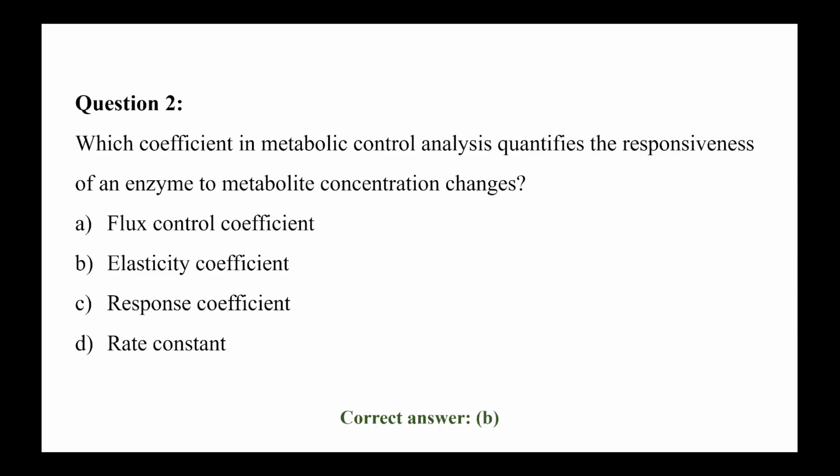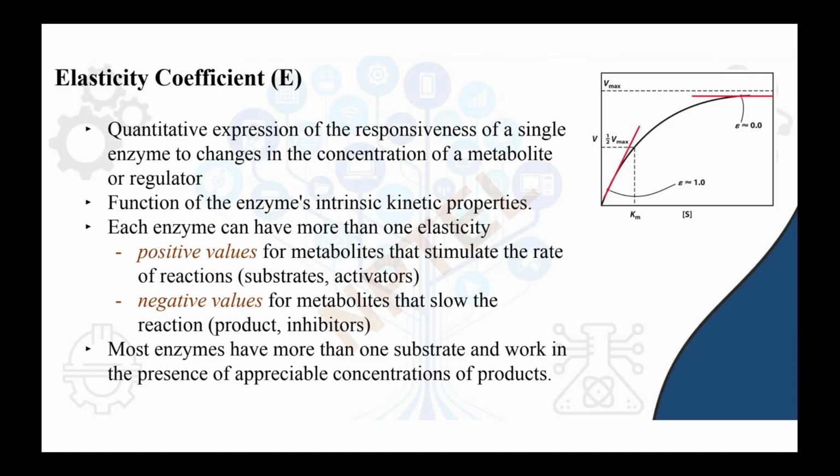So the concentration of each metabolite, or an activator or an inhibitor, and how that is affecting the pathway, is the elasticity coefficient. Elasticity coefficient is given for each enzyme individually. Like I told you, flux control coefficient is not given for each enzyme individually. It's an integrated thing. Whereas elasticity coefficient is a quantitative expression of the responsiveness of a single enzyme to changes in the concentration of the metabolite or regulator.